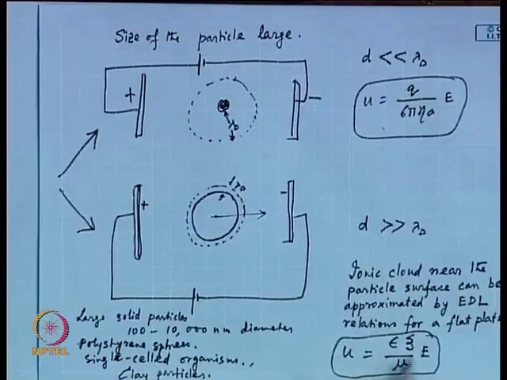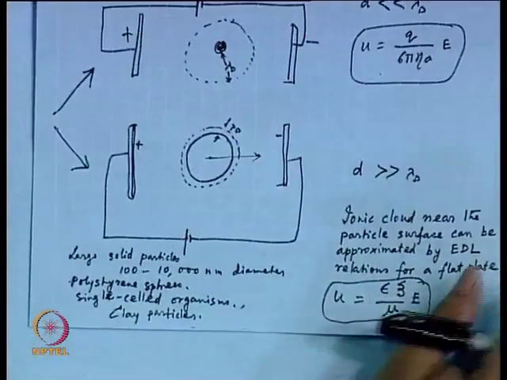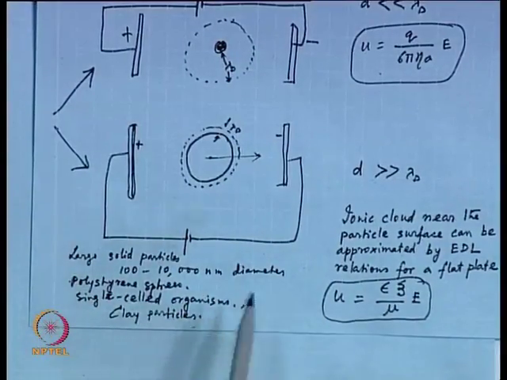So, suppose you have particles of the same charge but of different sizes. If you are in this regime, you cannot differentiate them based on particle size. That will not help you. That is what it says. But anyway, here we are talking about molecules, and there we are talking about large solid particles, polystyrene spheres, single-celled organisms. So these are a different dimension altogether.